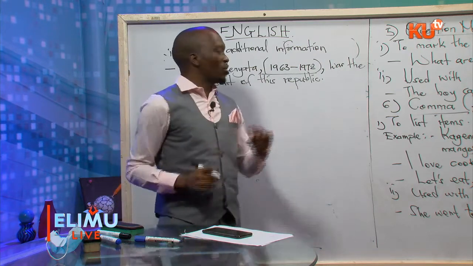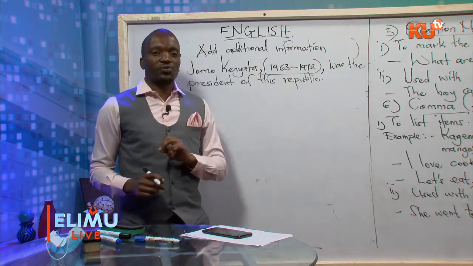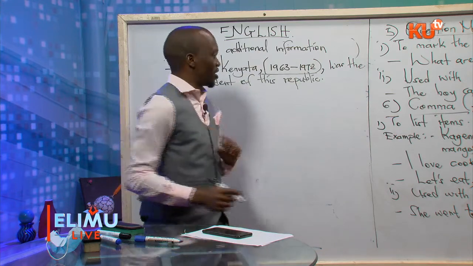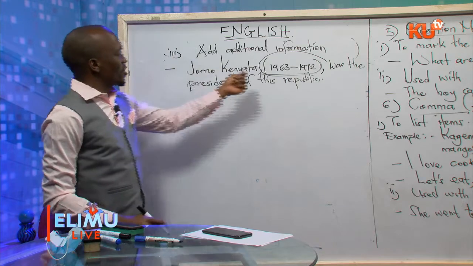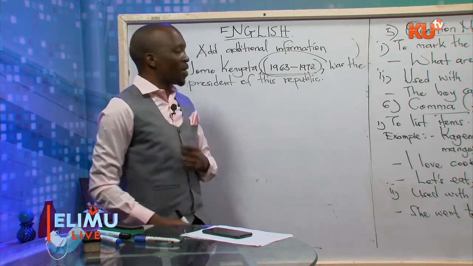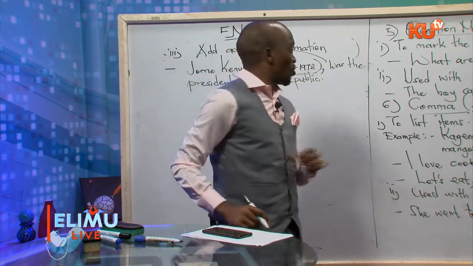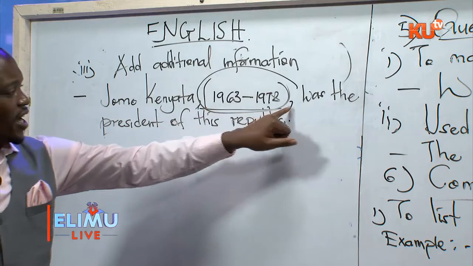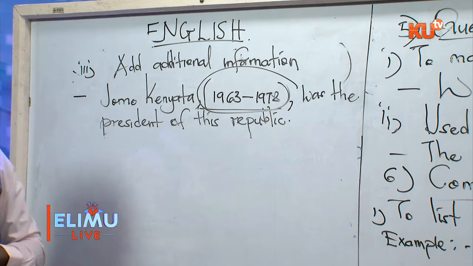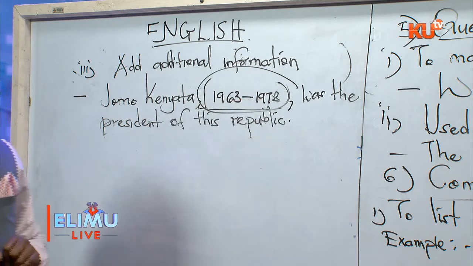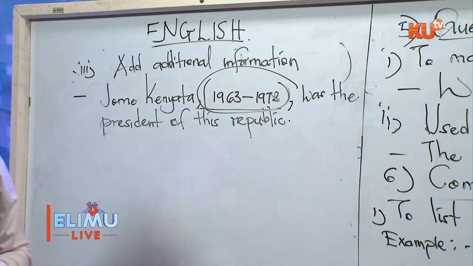This sentence will still be right. It will still make a lot of sense without this part here. Let's read it together, learners. Jomo Kenyatta was the president of this republic. Very right. So, meaning that this part here has only been used to add additional information.